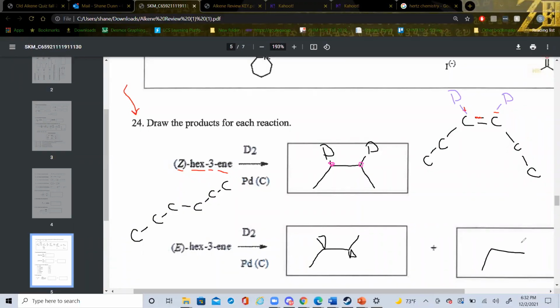Wedge, wedge, wedge, wedge, and that's what you would do. I'm missing some carbons there, but it's pretty much the general shape, and that's how you do 24. Here would be the D atoms. D are treated like hydrogens, they're just not hydrogens. So you have to treat them like their own little thing.